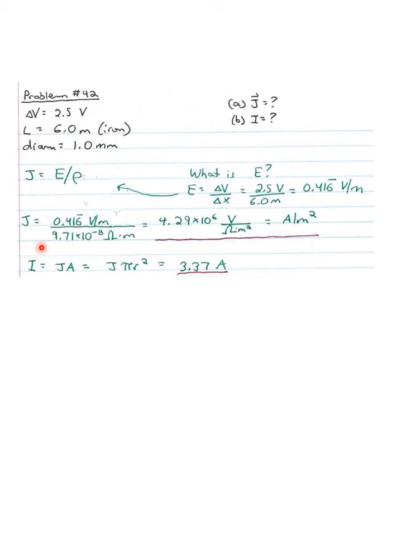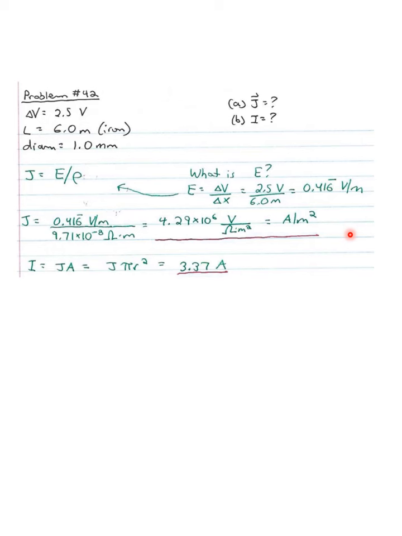And you look at what happened to the units. It was volts per meter divided by ohm meters, which is volts per ohm meter squared. Now, a volt per ohm is an ampere. So we're going to say that that's amperes per meter squared, which is exactly what we expect current density to be. Remember, it's current divided by area, amperes per meter squared.